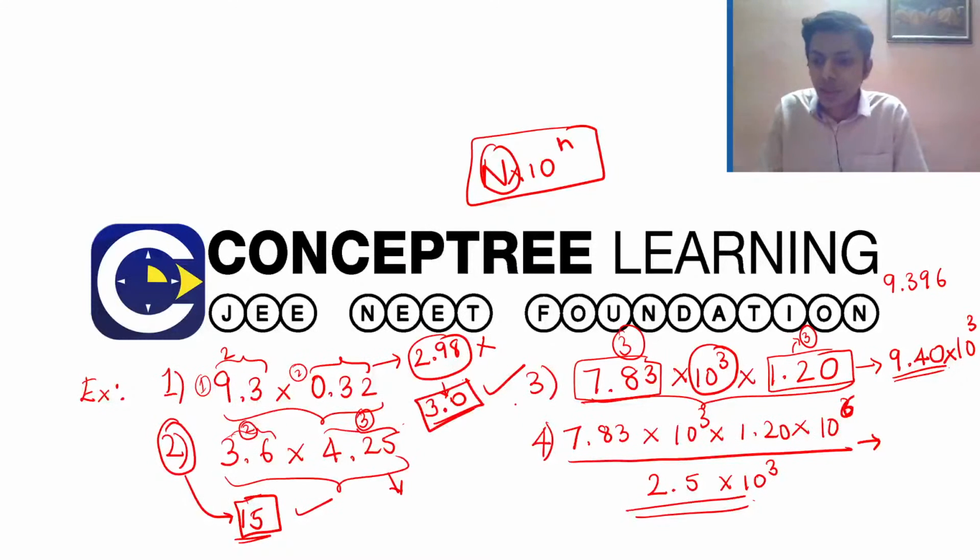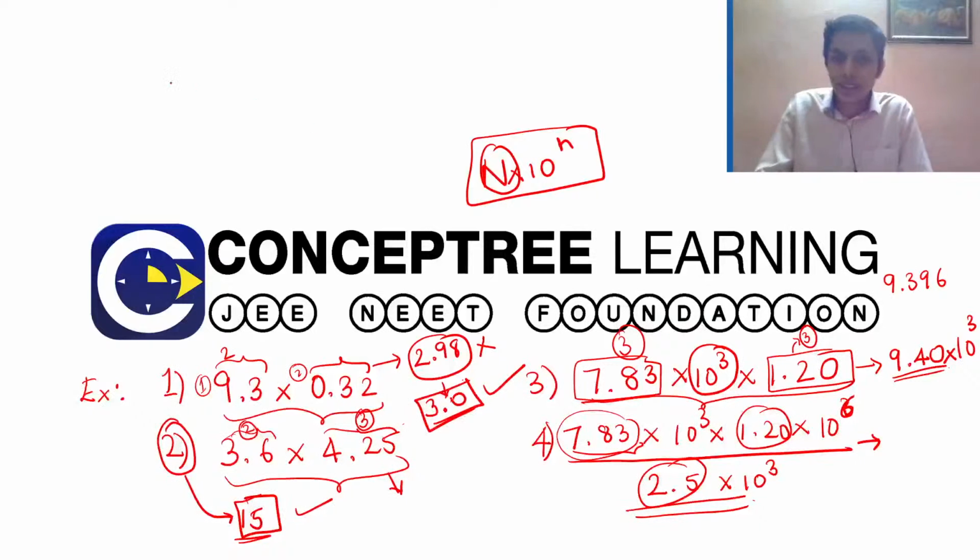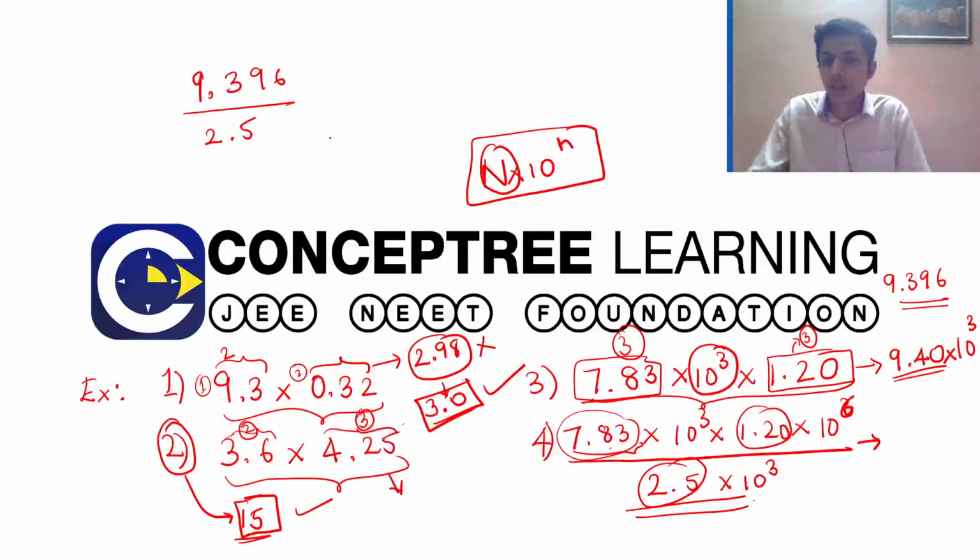For this question, basically again the same thing. Whatever is capital N, that I have to consider: 7.83, 1.2 and 2.5. For that I will have to perform the calculation. How to do it is the question, isn't it? I'll tell you one easier way. We already know 7.83 into 1.2 is 9.396. If not, you can just calculate and recheck. It is 9.396 divided by 2.5.